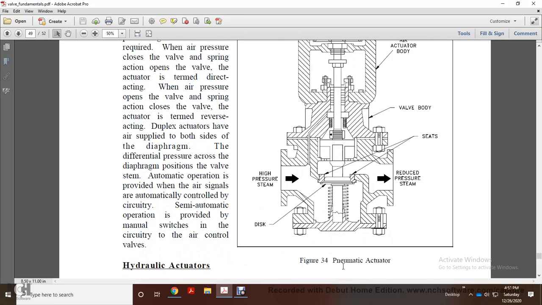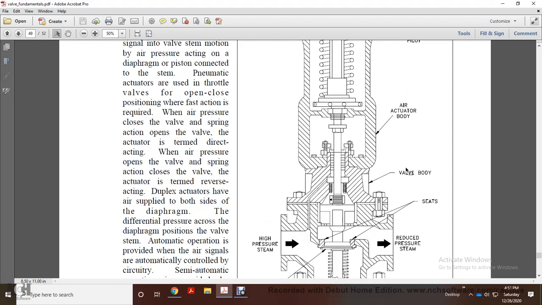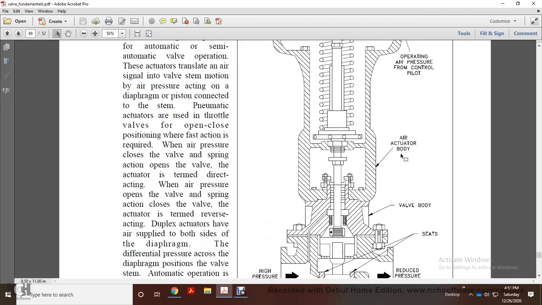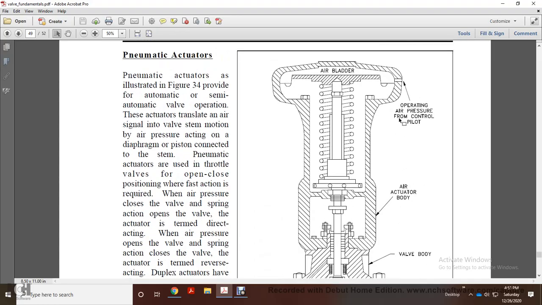This is your pneumatic air actuator, starting at the bottom. You have your high pressure stem, your disc, your reduced pressure stem, your seats, the valve body, the actuator valve body, the air bladder, and your operating air pressure from the control pilot.